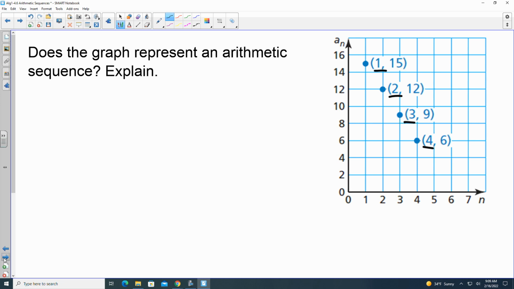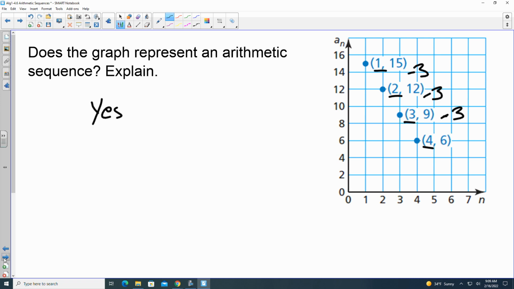Do my y values have a common difference? 12 minus 15 is negative 3. 9 minus 12 is negative 3. And 6 minus 9 is negative 3. So to answer the question, is this arithmetic?